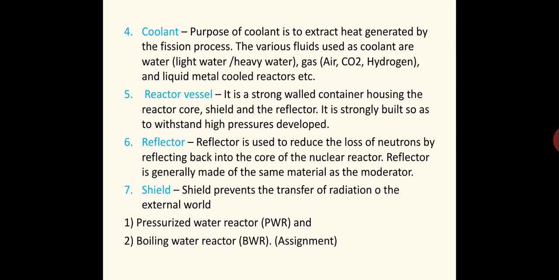Then comes the reflector. The inner part is the reflector. The reflector is used to reduce the loss of neutrons by reflecting them back into the core of the nuclear reactor. The reflector is generally made of the same material as the moderator. Both are serving almost the same function. The reflector will make sure that no neutron escapes from the reactor, so everything is reflected back into the reactor itself. Shield: the shield prevents the transfer of radiation to the external world. That is the function of the shield. The outermost shield is to prevent the escape of radiation to the atmospheric air.